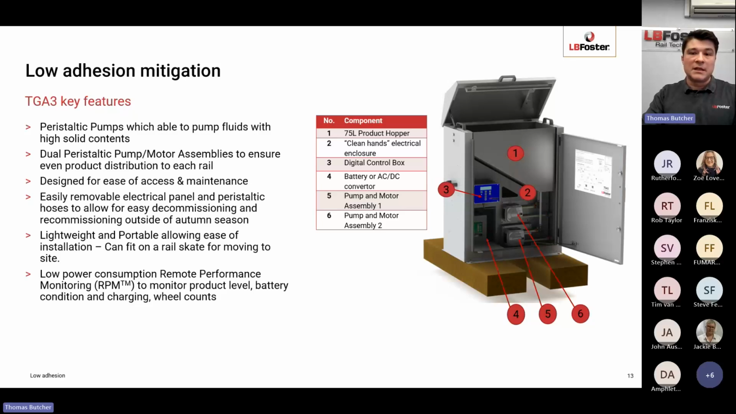Looking in more detail at the TGA, the cabinet contains a product tank, digital control box which controls the pump output and frequency, and dual peristaltic pumps which are able to pump the abrasive traction gel. The unit can also be moved easily to another location if required. It can also be equipped with remote performance monitoring if the customer requires.